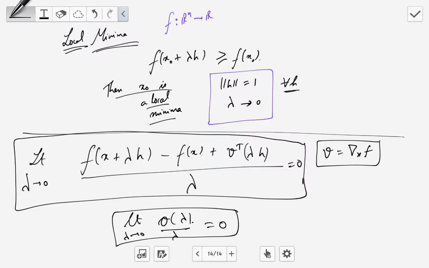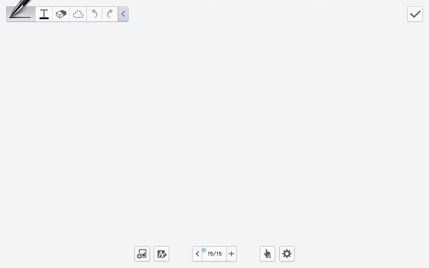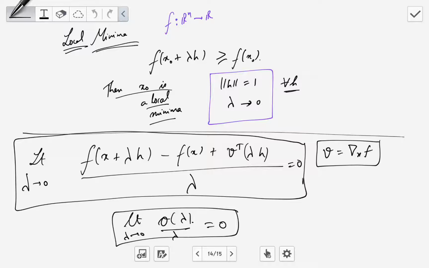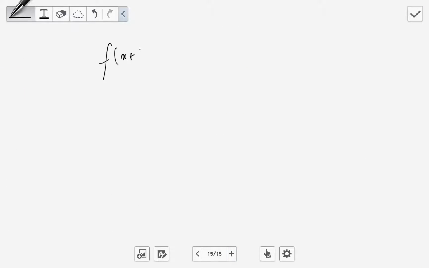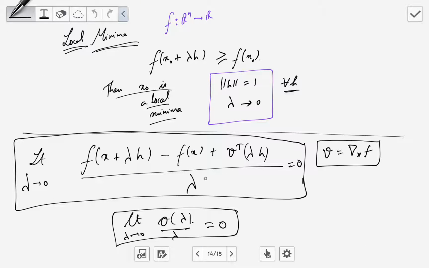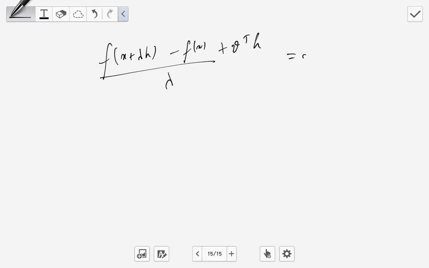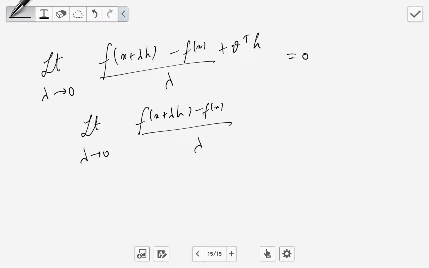The definition of small o is this. So what you have is, we want to somehow make use of this. That is f of x plus lambda h minus f of x plus v transpose h, divided by lambda (I just cancel this lambda here), is equal to 0 in the limit as lambda tends to 0. So this is the limit as lambda tends to 0 of f of x plus lambda h minus f of x by lambda, which is equal to minus v transpose h.